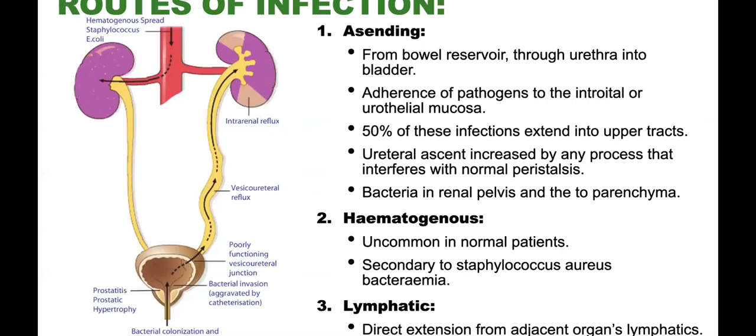So if the patient has got urethral reflux, or intrarenal reflux, that can cause increased infections. Hematogenous spread is uncommon in normal patients, but usually a Staph aureus infection.